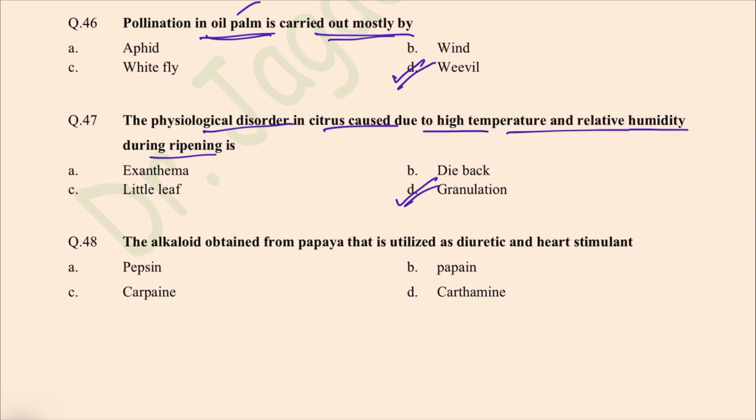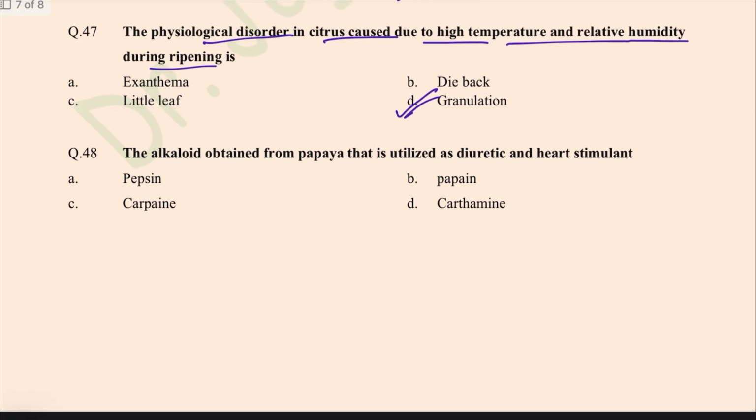The primary physiological disorder of banana fruit where the pulp remains hard and sticky even after ripening, that is called pulp hardening or chilling injury. Next question. The alkaloid obtained from papaya that is utilized as diuretic or heart stimulant, that is carpain.